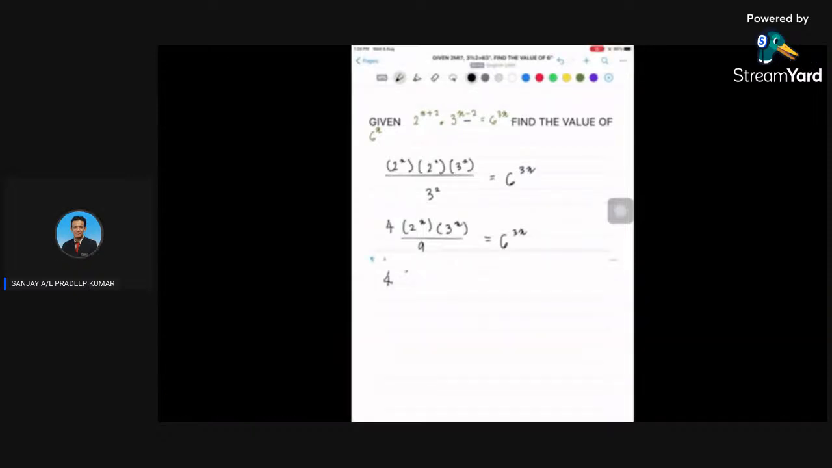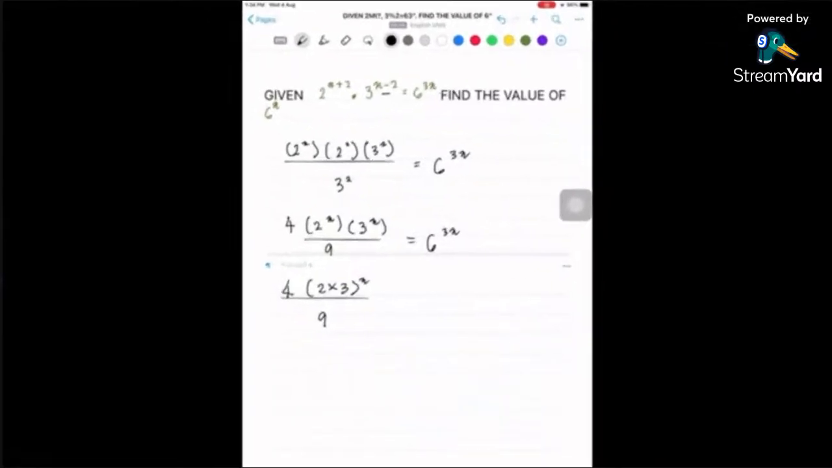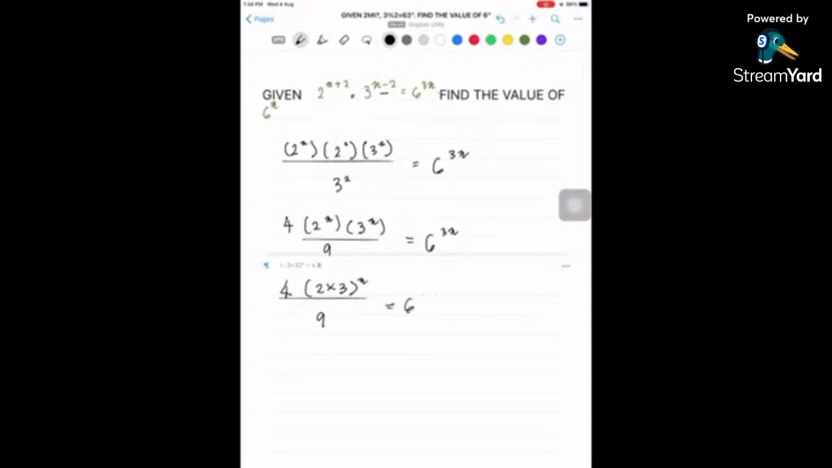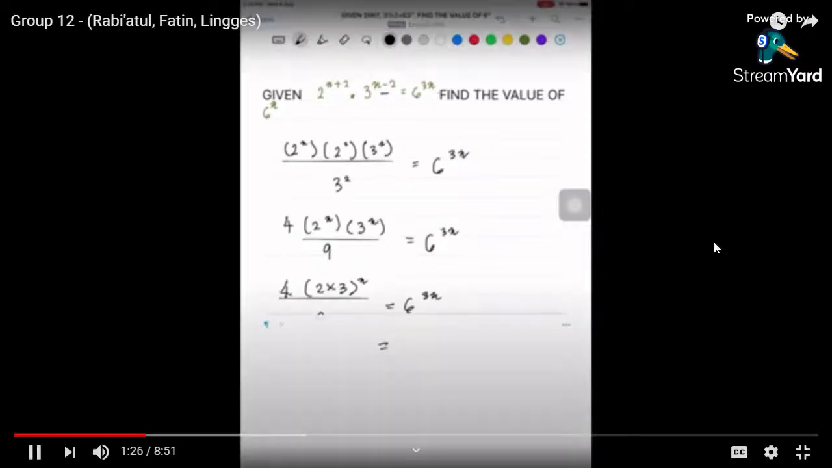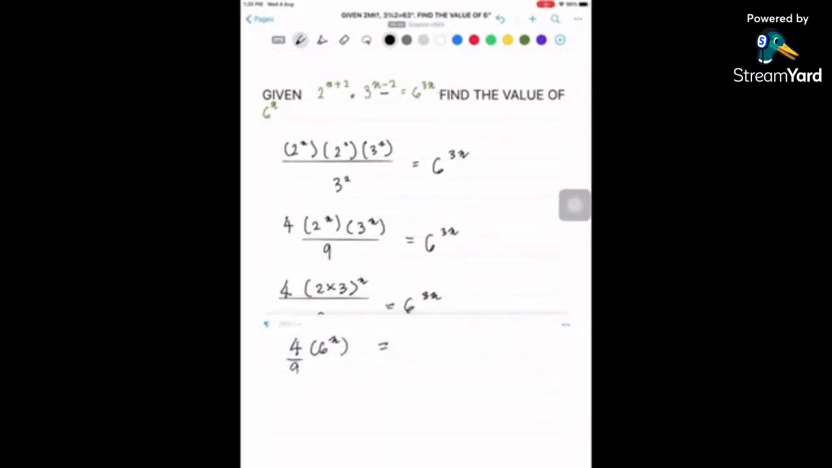For this, we combine it, because 2 to the power of x and 3 to the power of x have the same power, so we just combine them: 4 divided by 9 multiplied by 6 to the power of x equals 6 to the power of 3x.